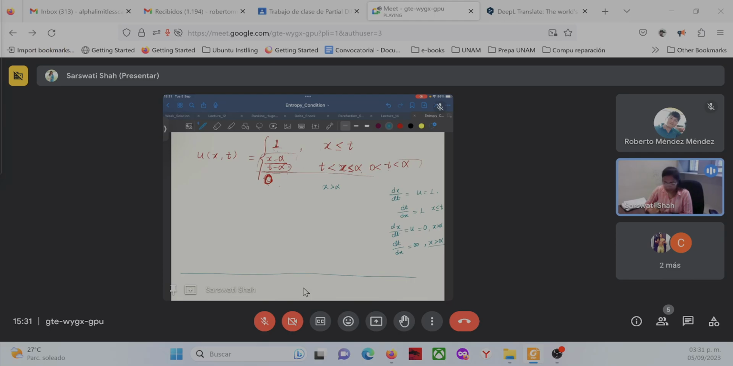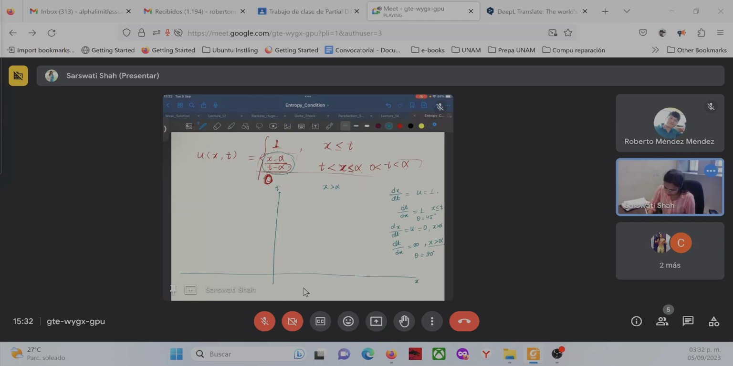So when x is greater than alpha, the slope is infinite. It means tan theta is 90 degrees. When x is less than or equal to t, theta is 45 degrees. And when x and t both approach alpha, the solution is not defined. It means the characteristics are going to intersect at that point.